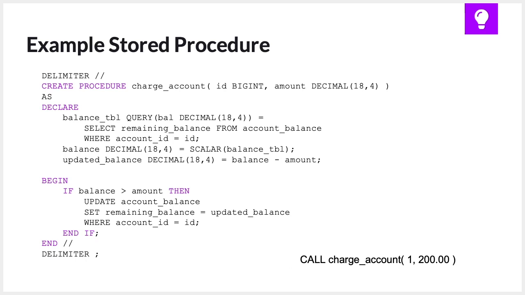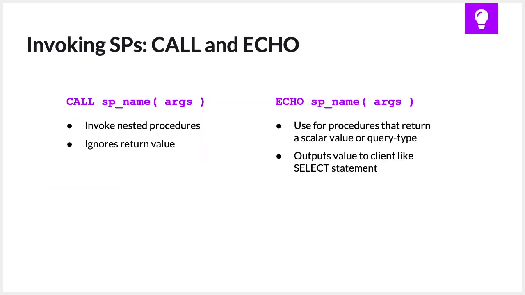Then in the body of our procedure, we see a simple if statement that asks whether the balance in our account is greater than the amount requested, and if it is, we execute an update statement which sets the remaining balance column in our table to the updated balance. And as you can see in the bottom corner, we can invoke stored procedures using the call statement instead of select like UDFs. You can invoke stored procedures in a couple of different ways.